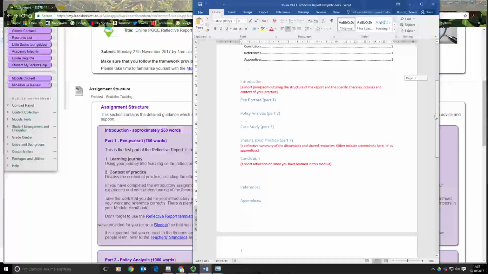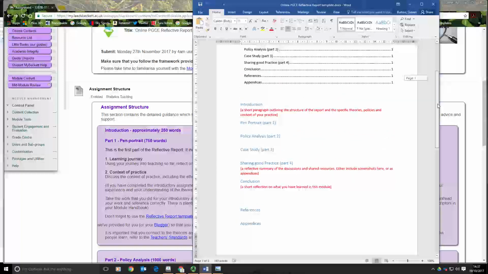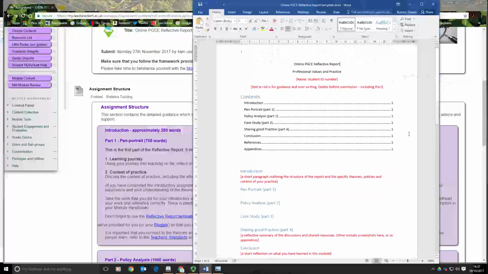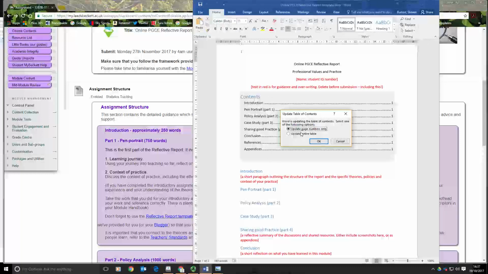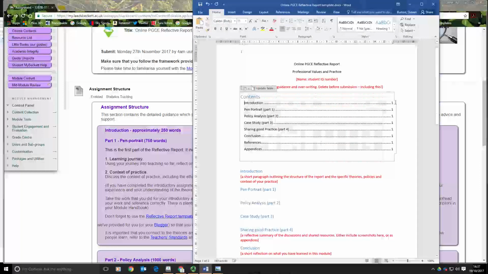As we're talking about these different sections, it's been set up so that you've got a contents page that will update itself if you use these subheadings and headings. Once you've completed your assignment, make sure that you've used all your headings, then right click over here and choose update field. You can update page numbers only, or if you've added any extra sections, update the entire table. Click OK, and this will automatically update the page numbering in your contents page.